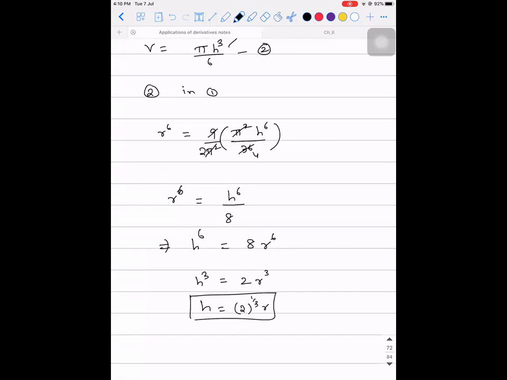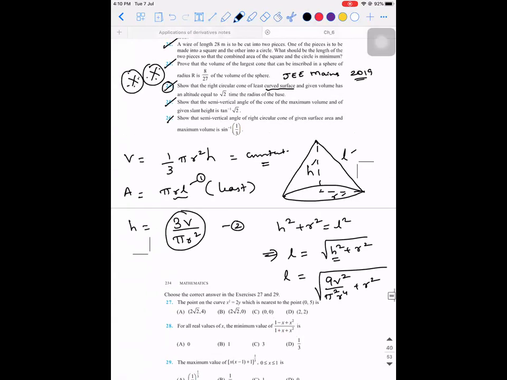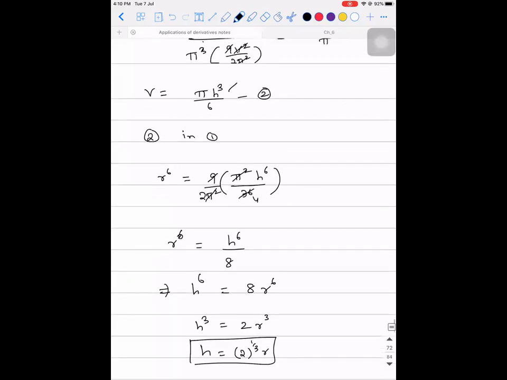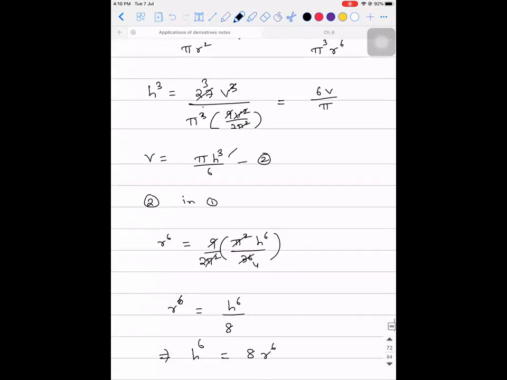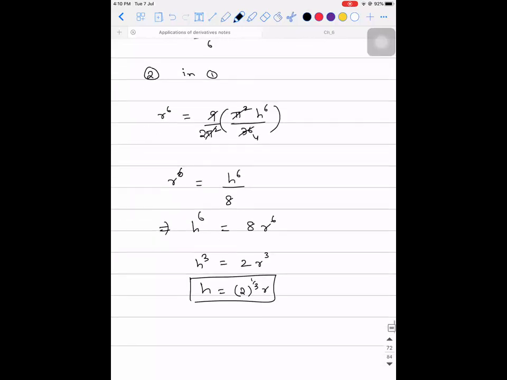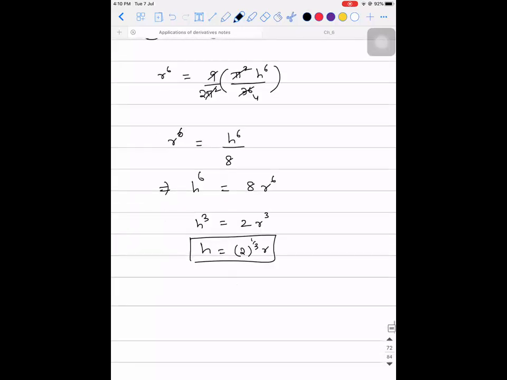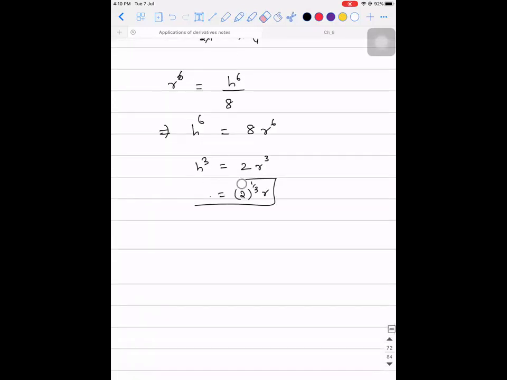Sir, I got it by using square. You got it by square? Just tell me, is there anything wrong in what we did here? So 9 into 4, 36. We are taking cube root, so h power 6 will become h square. Cube root means it becomes h square. Yeah, we got it. Taking the cube root, h square will be equal to 2r square, which implies h is equal to root 2 times r.